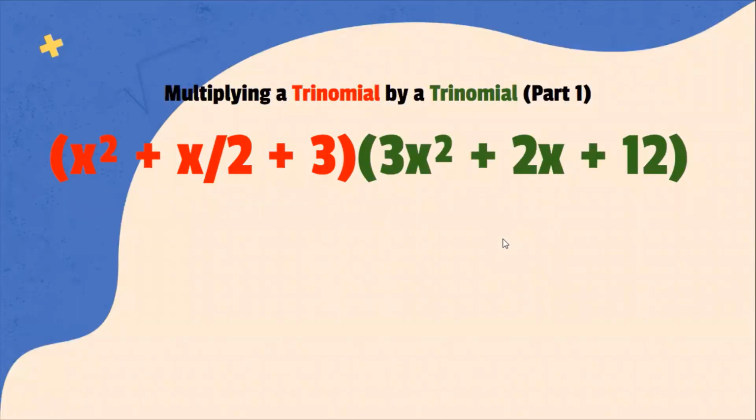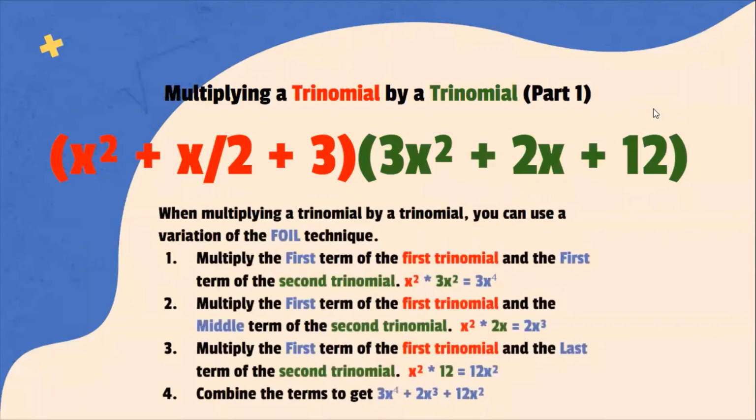Now, the third type of problem we're going to learn today is how to solve multiplying a trinomial by another trinomial. So our first trinomial is x squared plus x over 2 plus 3, and our other trinomial is 3x squared plus 2x plus 12. So once again, we're going to use a variation of the FOIL technique.